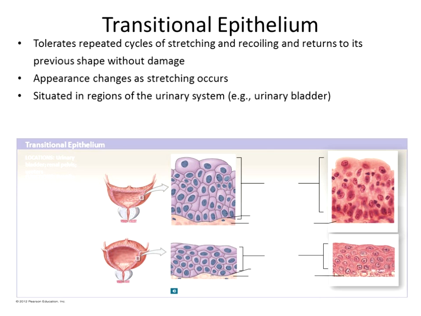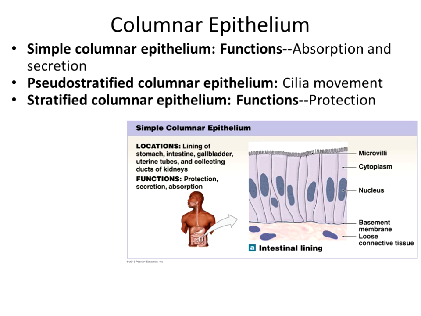Right? Transitional epithelium is going to be the cells touching urine. They're going to have a different shape depending on if the system is stretched or not stretched, and so they are going to be multi-layered. Right?